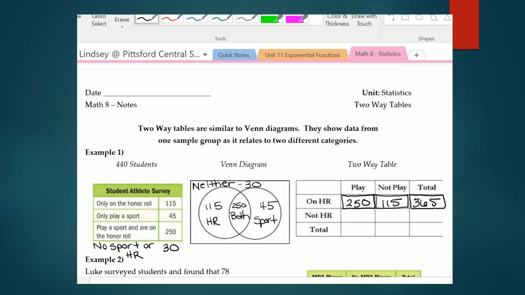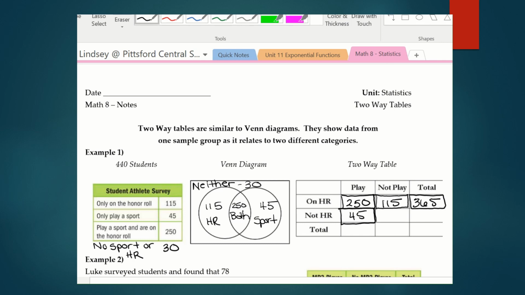All right, so filling in the rest of my table here, now I'm going to start looking at the not honor roll row. So if I go not honor roll but plays a sport, again, take your fingers, come down the play column, go across the not honor roll row, and you're going to see that they meet right here. So this space tells us the student is not on the honor roll, but they do play a sport. So sport only, there's 45 kids that fall under that category.